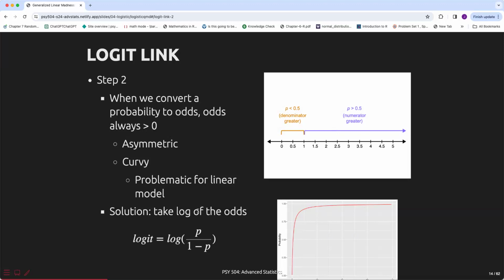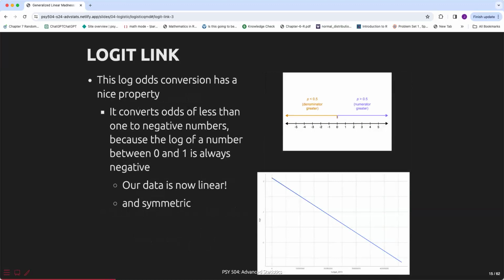So the solution to this is just to take the log of the odds. And the log of the odds solves a lot of problems. If our odds are less than 1, it turns it into a negative number. So now it makes our data more linear. Now it goes into positive infinity and negative infinity, right? So now we can put this into our linear model. And it also makes the data more symmetric, as highlighted here. So again, the log odds conversion allows us to model these things linearly.